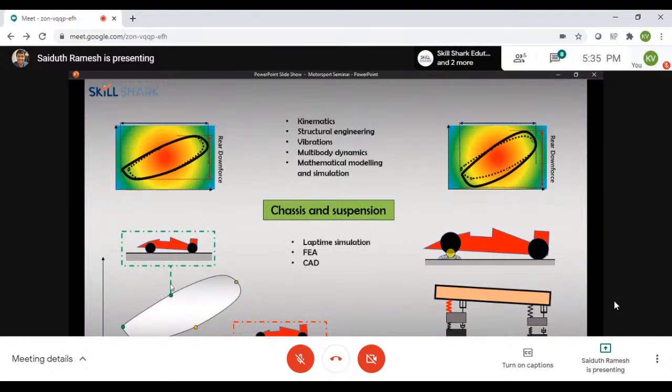You need to be familiar with lap time simulation. A free software for that would be Optimum Lap, which is free software that you can use to do some basic analysis of laps and understand how cars go around laps. Then of course you have FEA and CAD involved in this area.